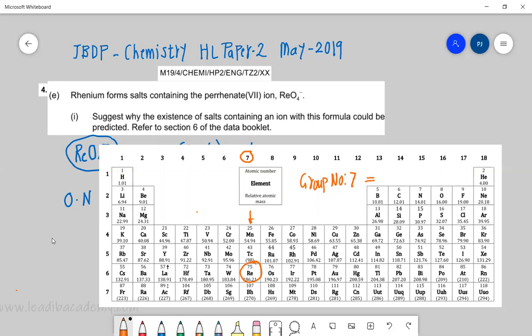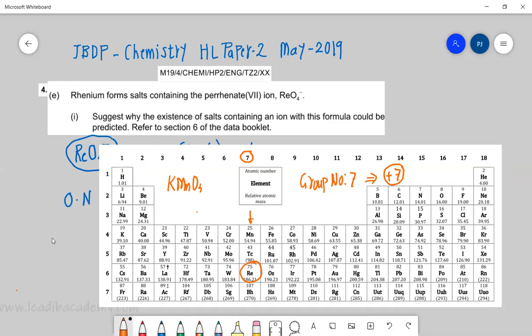that means we can easily conclude it can exhibit +7. And that's why we have seen that manganese also exists, it does exist like MnO4, very famous KMnO4. Manganese also exists in this MnO4, permanganate, +7. So easily we can see, looking at the group number, it can exhibit this +7 oxidation state. Okay, so that is how we can conclude.